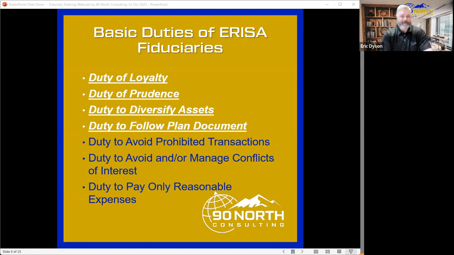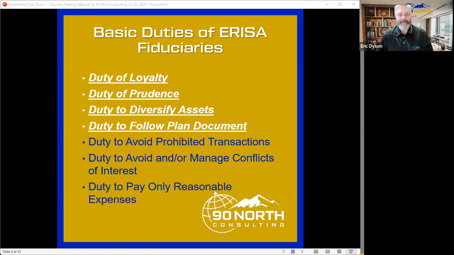The duty to diversify assets: diversifying assets in a defined contribution plan, such as a 401k or a 403b or a 457b plan, essentially means offering a diversified menu, different asset classes, and sufficient choice of where to invest. And then the last of the four primary duties is the duty to follow plan documents.